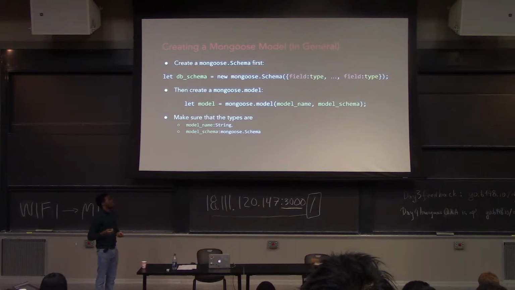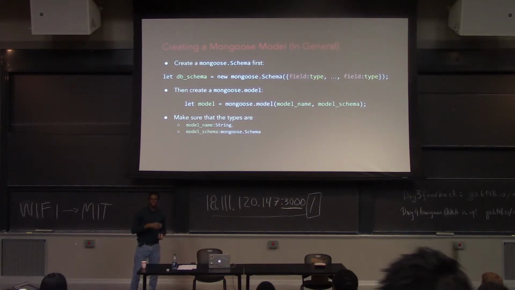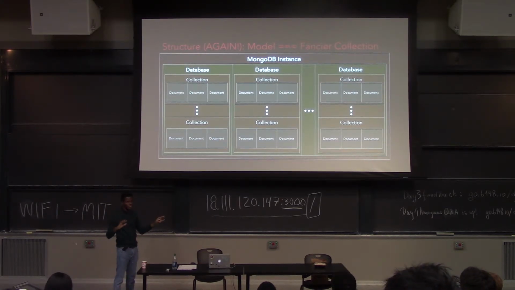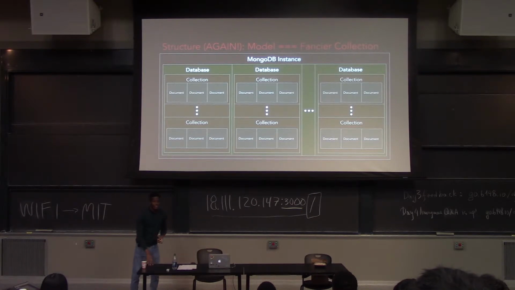But what if you want to have some restriction on your model, right? Oh wait, first I'll explain this first. So a model is sort of like a fancier collection in your MongoDB instance. And a model kind of allows you to do different things in that one specific collection. It allows you to save things in the collection, edit things, or add things into that collection.